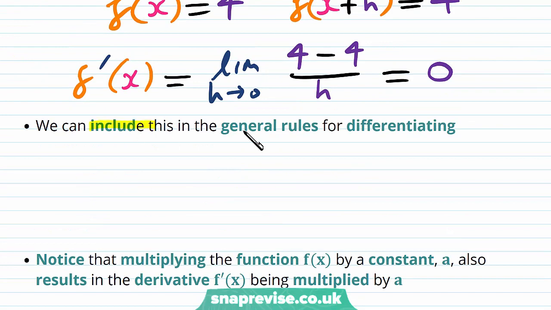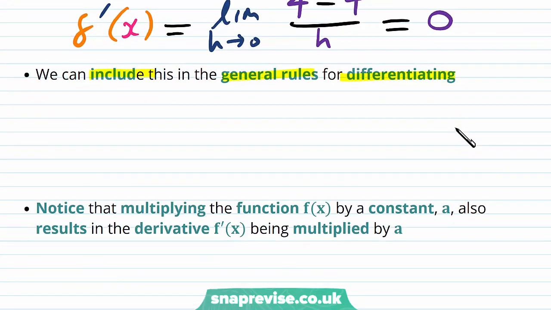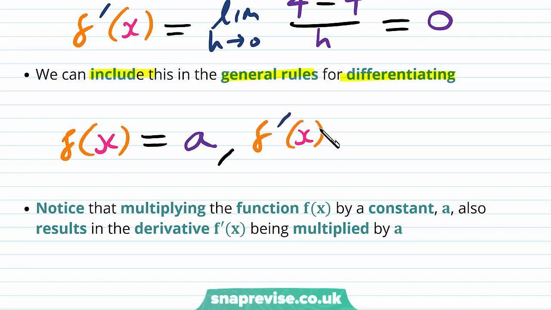We can include this in the general rules for differentiating. If we have that f of x is a constant a, then f prime of x is equal to 0. But again, it's important to note that a is a constant.